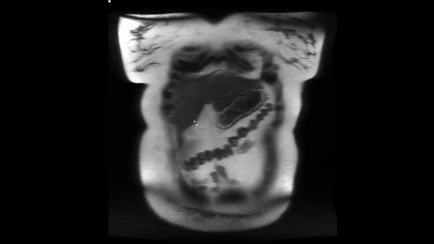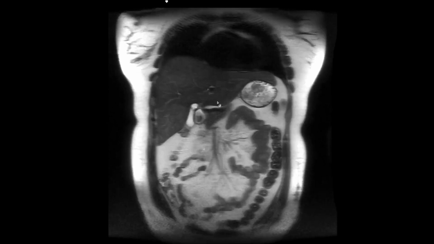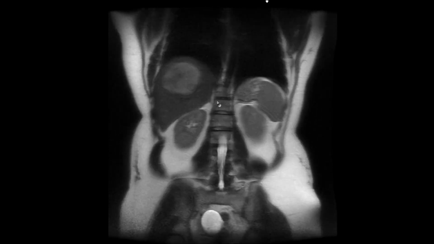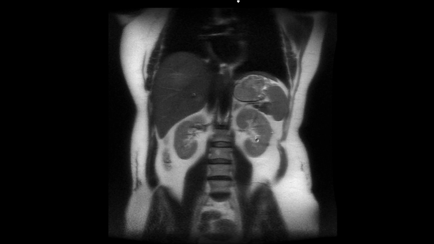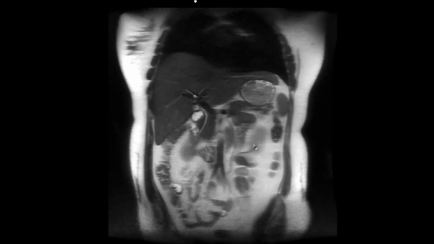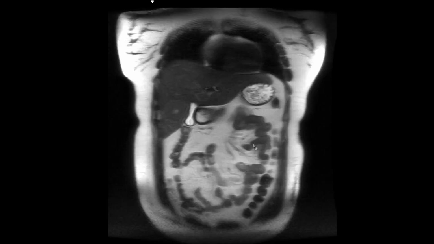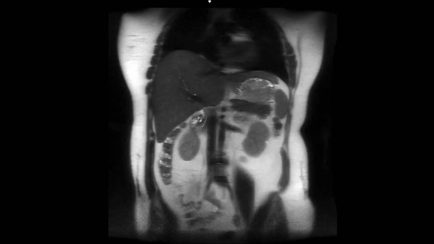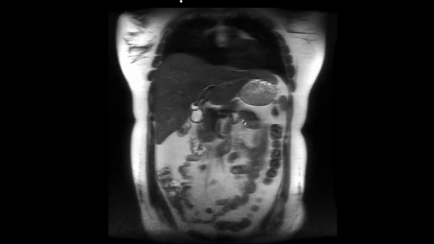You'll notice again things like fluid are bright, the stomach, the CSF. We can look and see tiny cysts in the kidneys, for example. But it looks like most of the action is in the liver based on this overview.